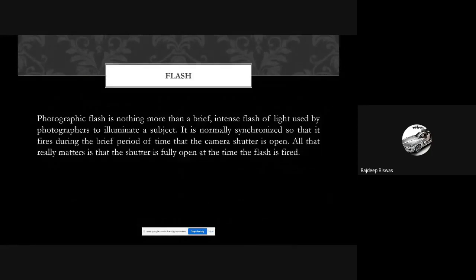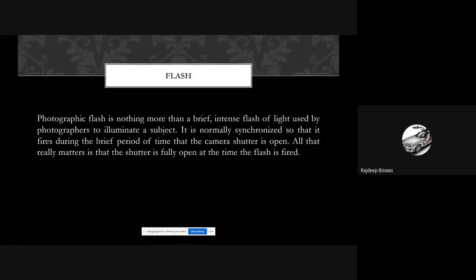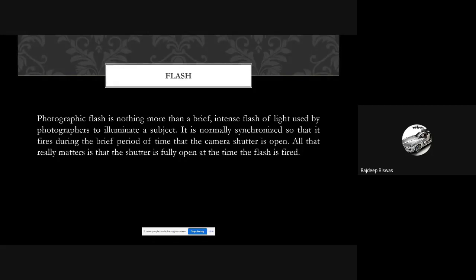Now flash. Well, most of the cameras we use do have a pop of flash. Mainly all, if I'm not mistaken, all the crop sensor models do have that. Most of the full frames do not have that. However, photographic flash is nothing more than a brief, intense flash of light used by photographers to illuminate a subject. Of course, why are you using an external light source? To illuminate your subject.